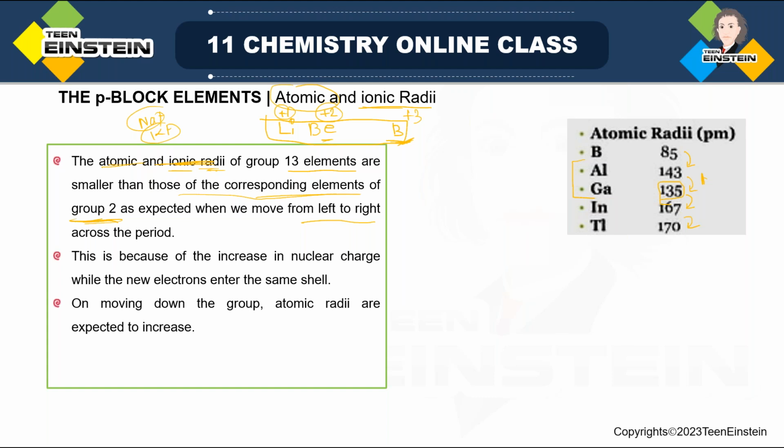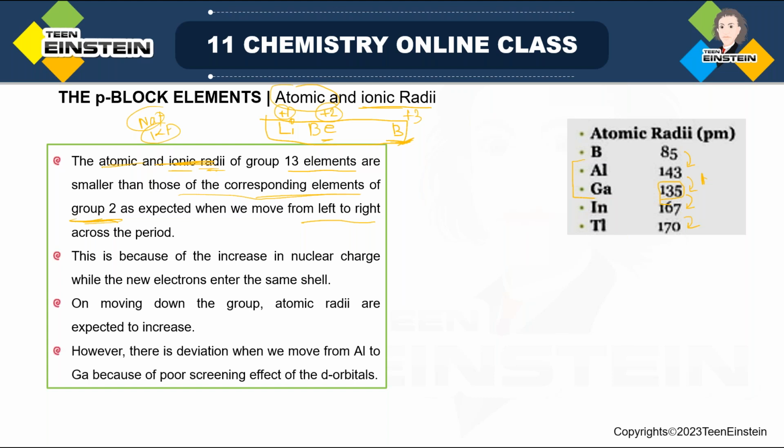Atomic radii are expected to increase, but there is a deviation when we move from aluminum to gallium, and this is because of the poor screening effect of d orbitals. When you have aluminum, if you consider the previous element, there are actually no d electrons filled. So that is why there is no question of poor screening effect.